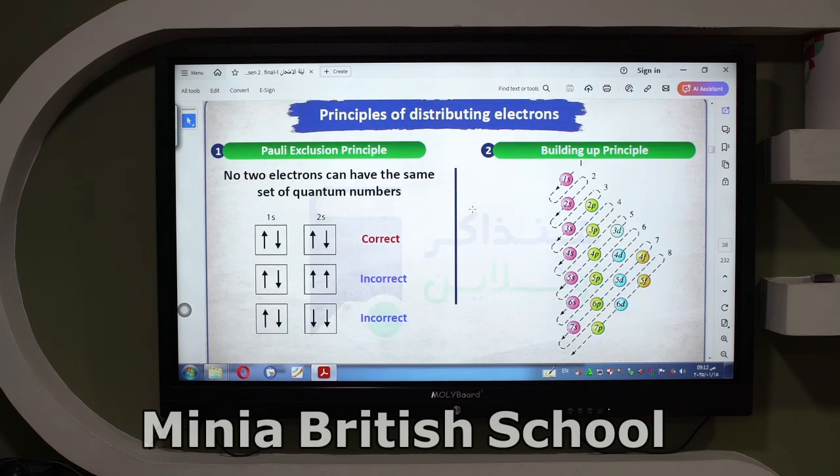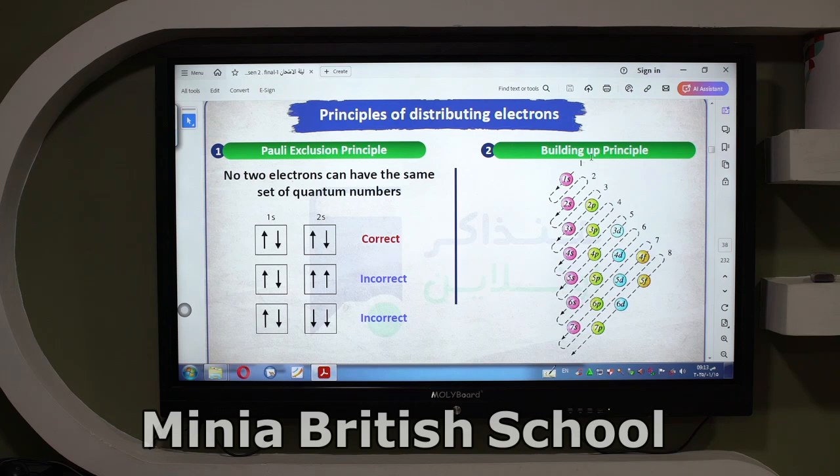About Pauli, he said that no two electrons can have the same set of quantum numbers, so this one is correct. Now we will look at the incorrect orbitals. This orbital of 1s is correct, but the other electron has n equal to 2 and l equal to 0 for s, and magnetic quantum number equal to 0, but for the spin quantum number both electrons have positive half, so it's incorrect. In another orbital, both have negative half, so it's incorrect. The correct way to distribute electrons according to Pauli exclusion is this way.